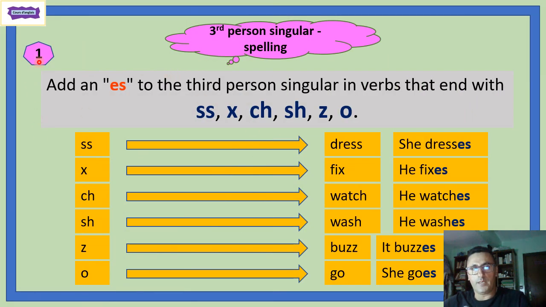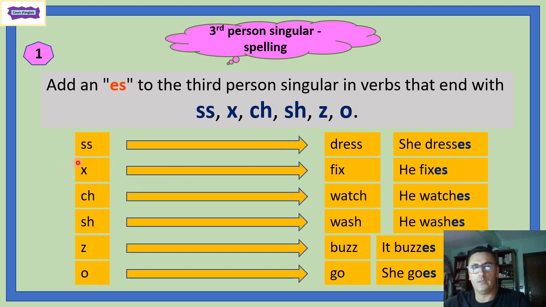Alors, premier cas. Add ES to the third person singular in verbs that end with double S, X, CH, SH, Z, O. Alors, qu'est-ce qu'on fait là? On ajoute ES à la troisième personne singulière dans les verbes qui ont à la fin deux S, X, CH, SH, Z ou bien O.